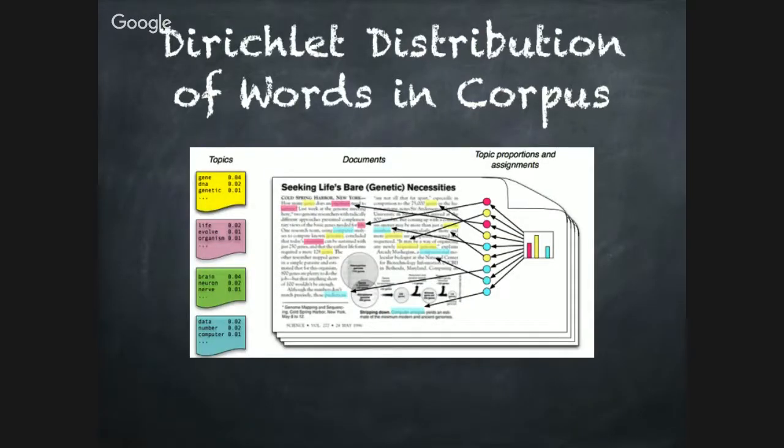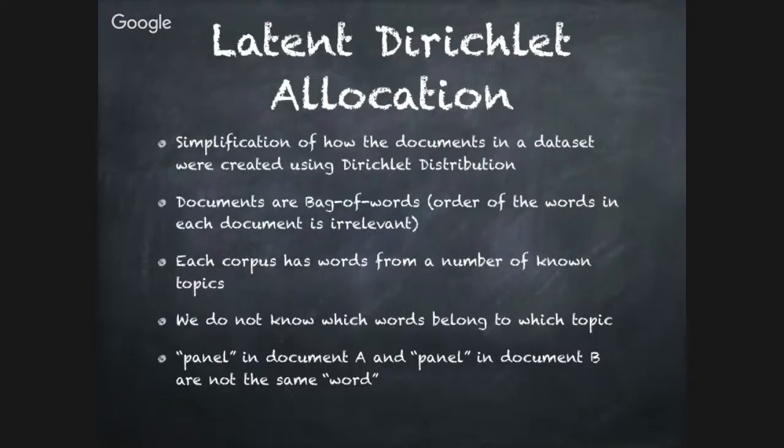So we have here "seeking lies their genetic necessities", and we know that there are words from 3 bags of words in there, and we throw them on this page. So latent Dirichlet allocation is a simplification of how the documents in the dataset were created. We know that's not the way a corpus or document is written. The documents are bags of words, so the word order does not matter, and we couldn't write the corpus in that way. We can only assume which words are in this text, but we couldn't bring them into the right order. The order is completely unimportant for us.